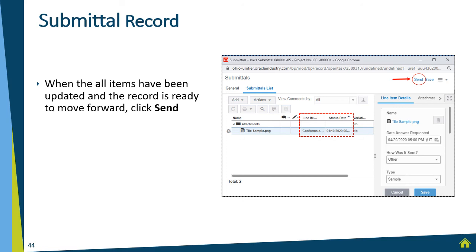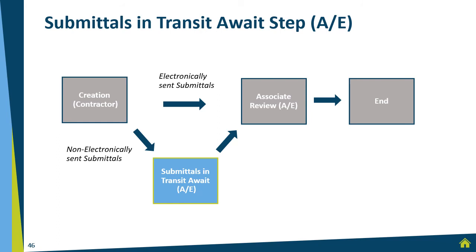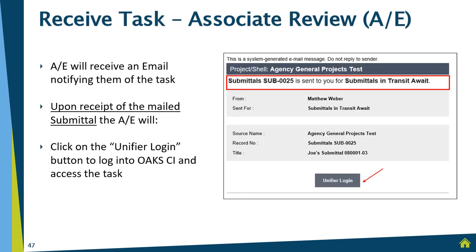When everything is added, everything's done on the General tab as well as the Submittals List tab, you're going to go ahead and click Send. This is going to bring up the window to select your workflow action. And for non-electronic submittals, we're going to select Submit via Transit and then click Send. So here you can see we've gone from contractor creation, and this time we're going to submittals in transit await as the next step in the workflow.